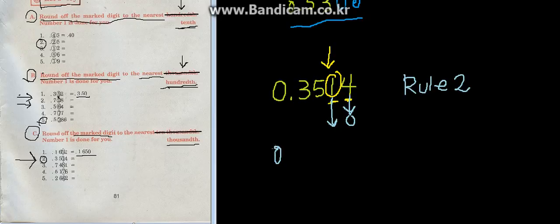So I'll write down the answer. 3, 5, 1 stays the same. 4 has changed into a 0. So the answer will be 3,510 over 10,000. That's the answer for number 2.